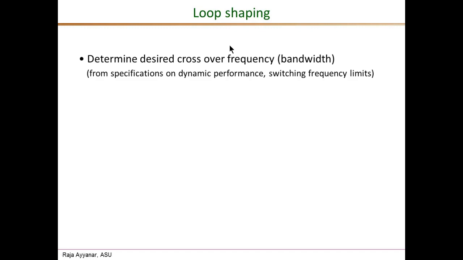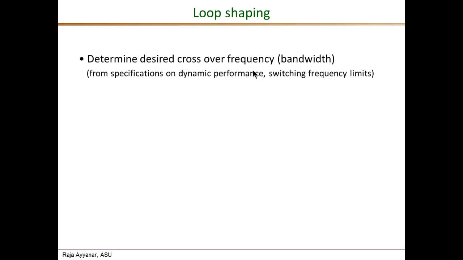So the starting point of all of these loop shaping methods is to determine the desired crossover frequency, which in these videos we define as synonymous with the bandwidth. This is the frequency at which the loop gain has a magnitude of 0 dB, or in absolute values a gain of 1.